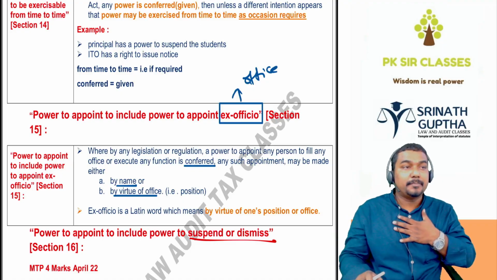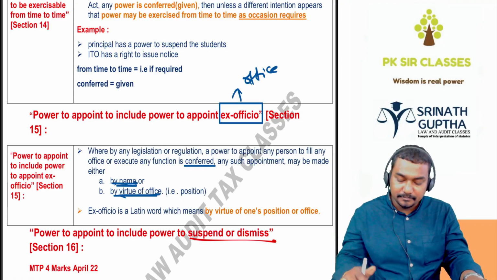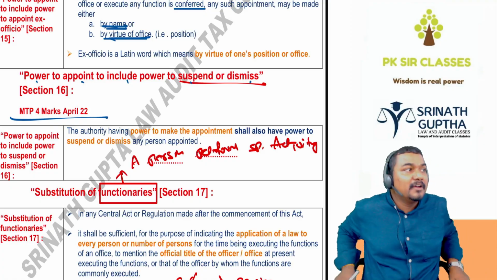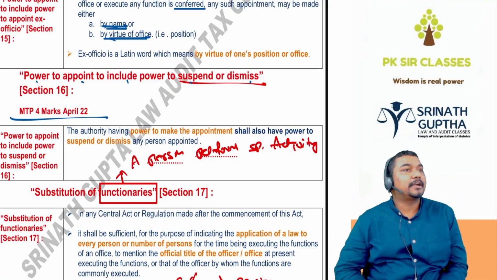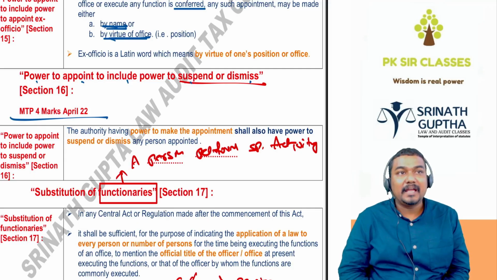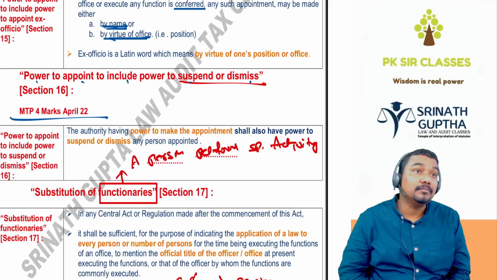So power can be given by name or by virtue of the office. Power to appoint includes power to suspend also. This question was asked once in the exam, beta. When a principal has a right to appoint the vice principal, that's it. In the act, when I have a power to appoint, I have the implicit power to remove also, dismiss also.